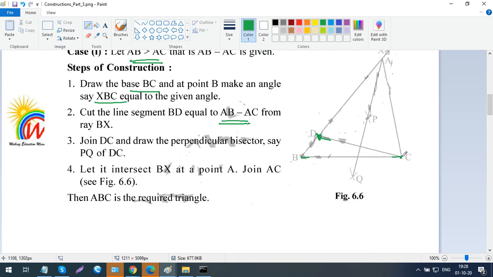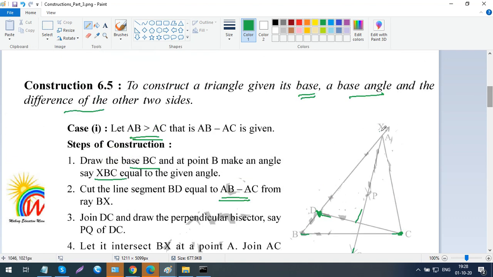Whatever the DC is, draw a perpendicular bisector of DC, and then see this perpendicular bisector. See this BD, already you have drawn this angle, BX. On that, this perpendicular bisector, you just extend it and cut it over here. So the point of intersection turns out to be your A, and join C. So ABC is your required triangle.